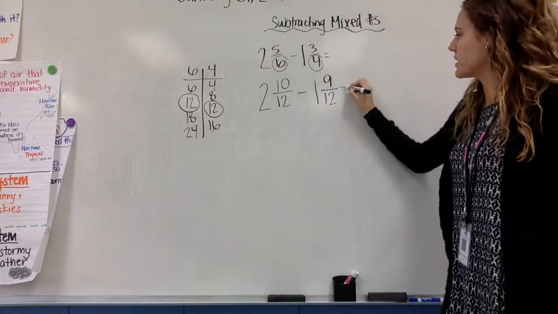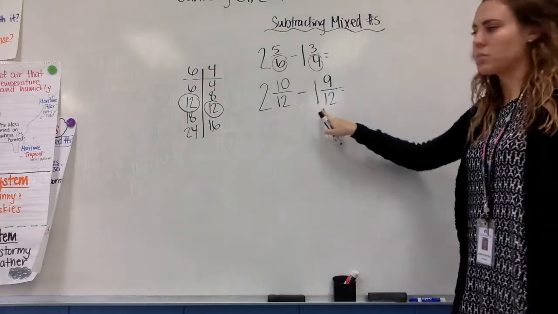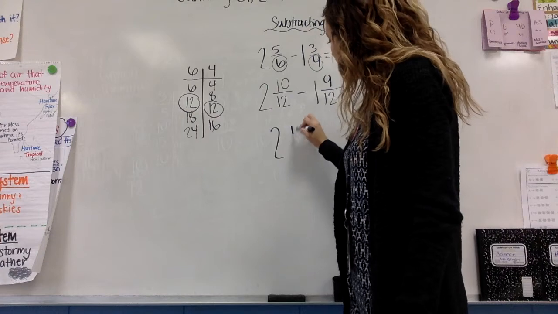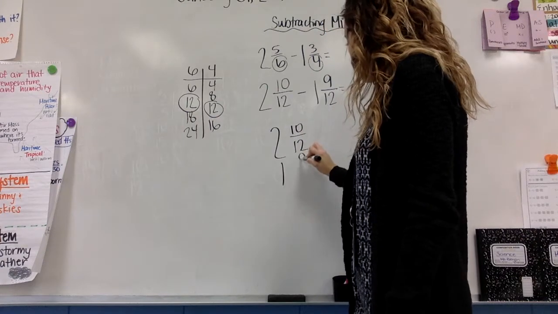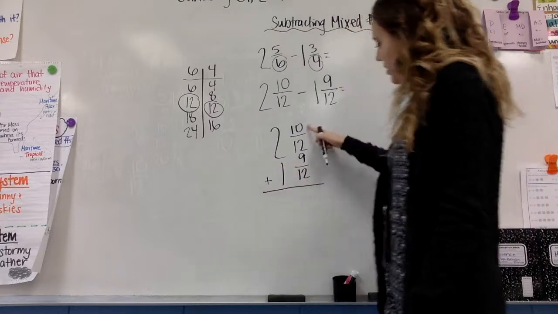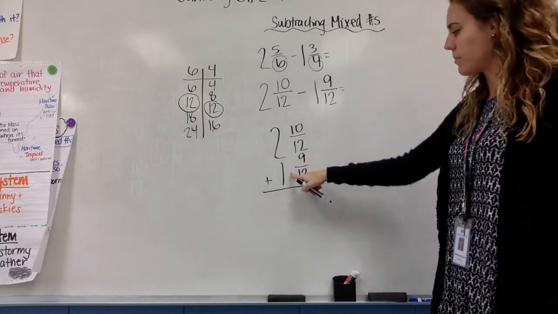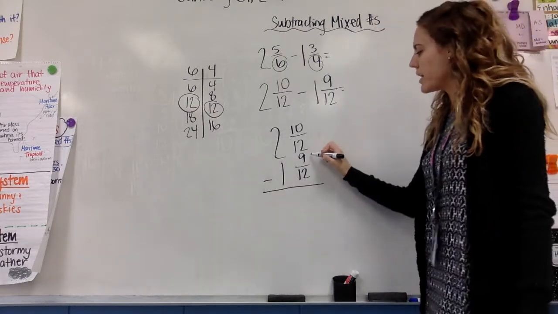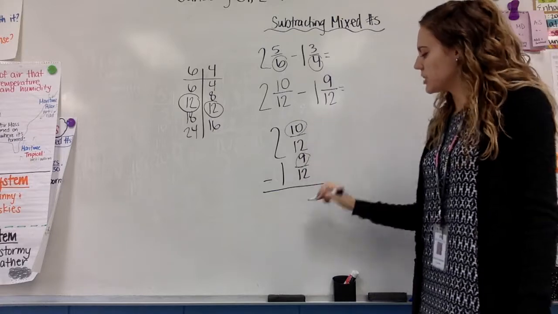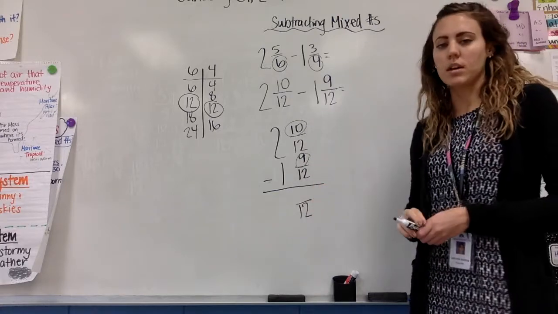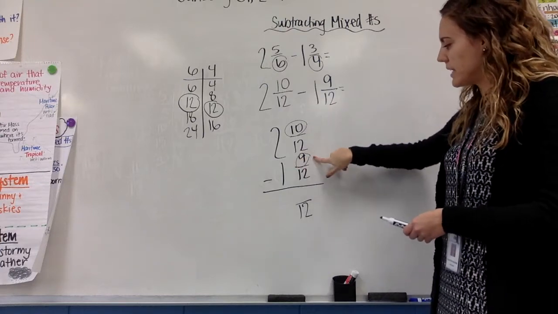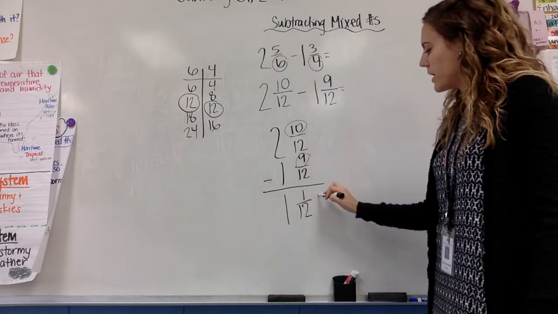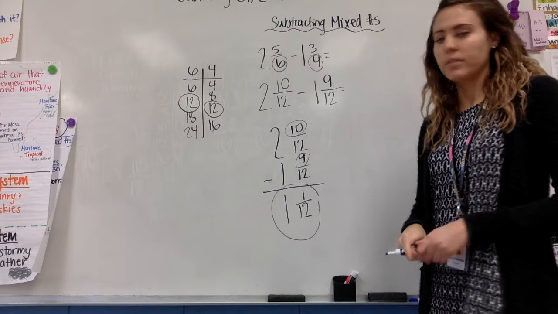So now I am subtracting 2 and 10/12 minus 1 and 9/12. And they have those same denominators, so I know I can work. I'm going to stack up my two mixed numbers so that I have my fraction on top of my fraction and my whole number on top of my whole number. And that's a subtraction sign, not addition. With my subtraction, I am looking at just my numerators because I already know they have the same denominator. So in this problem, 10 minus 9 is 1, and 2 minus 1 is 1. So I know that my answer is 1 and 1/12.